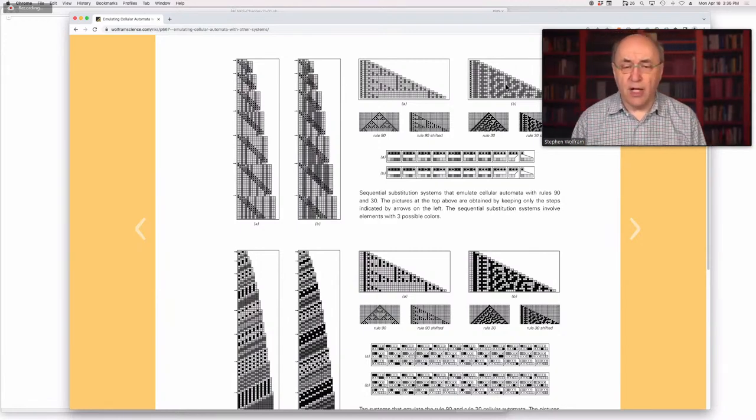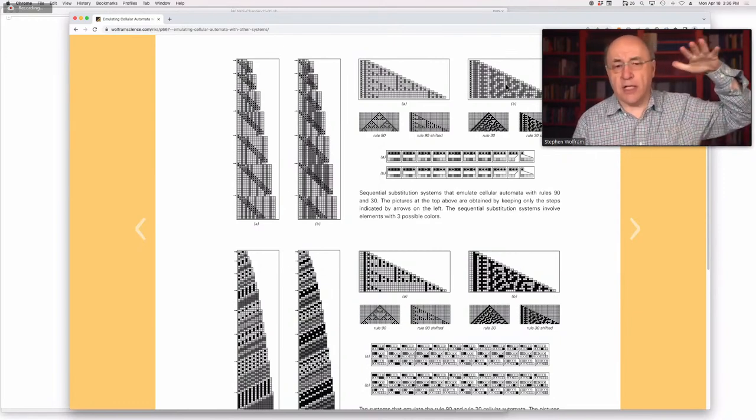You know, when you do an arbitrary computation, you have this issue of knowing, oh, what's going to happen? You know, how long is it going to take to get to the answer? You don't know for a general computation.